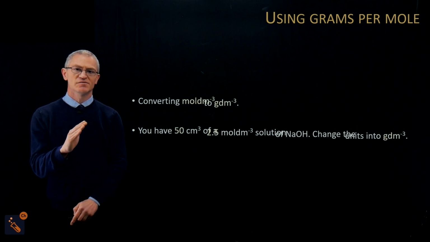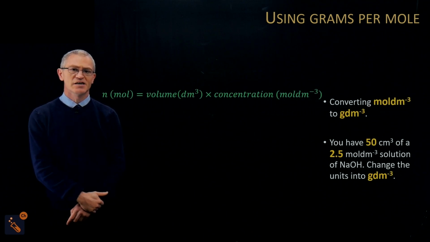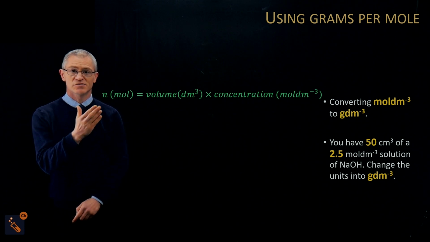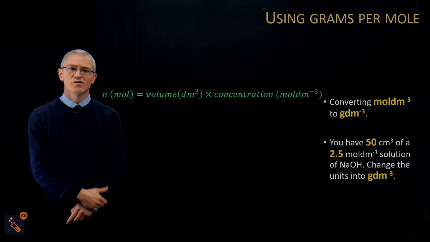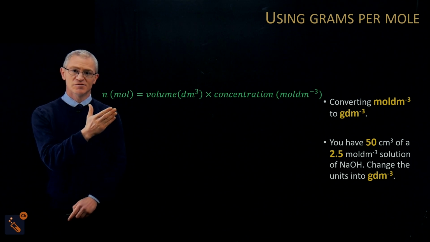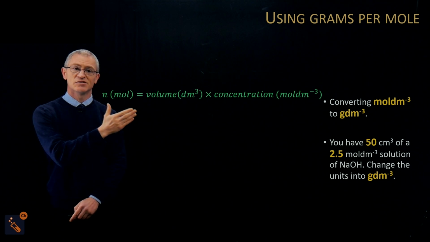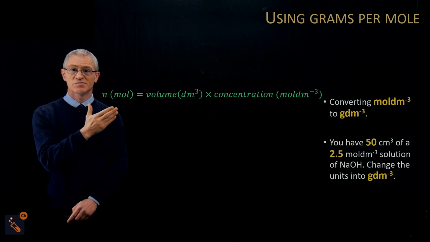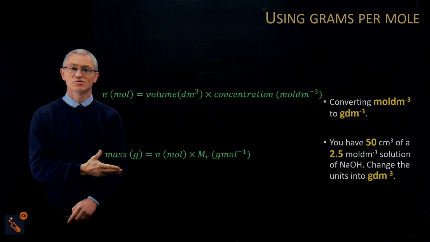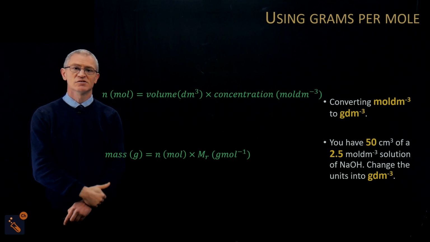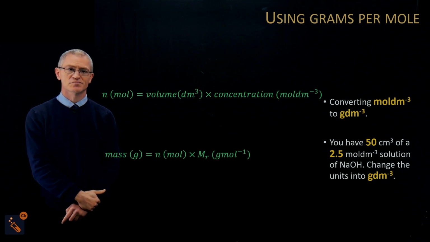So let's move that again over to the right. Okay, and we've got our equation that we've been using throughout this video. Moles equals volume times concentration. We're going to have to find out the number of moles, and then after we found out the number of moles, we have to convert that into grams. And grams being a mass measurement, we use this equation where you've got mass equals moles times Mr, which again we've used earlier in the video.